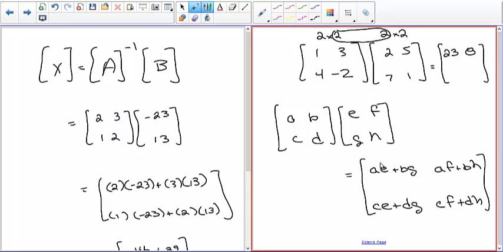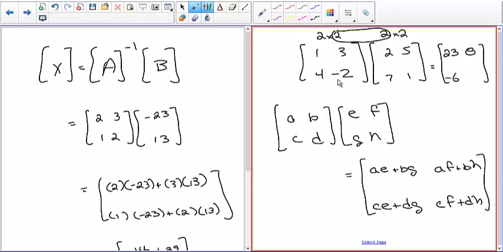Then we have second row, first column. So you take the second row times the first column. That's CE plus DG. So we take 2 times 4, which is 8, plus -2 times 7. So that's 8 plus -14, or 8 minus 14, which is -6.